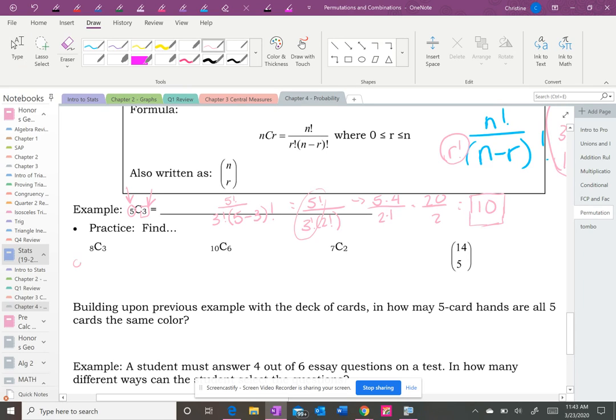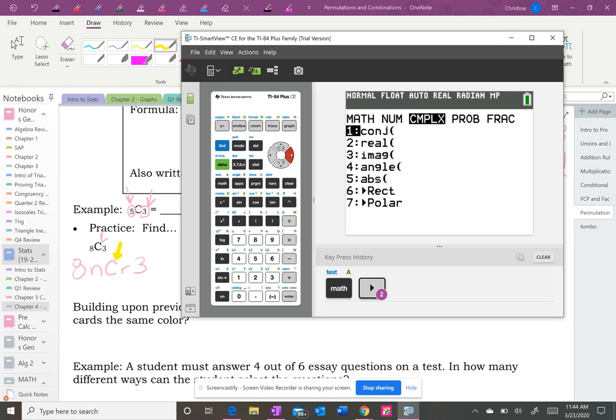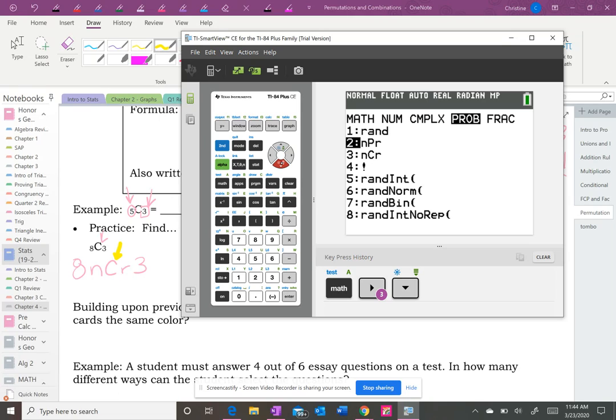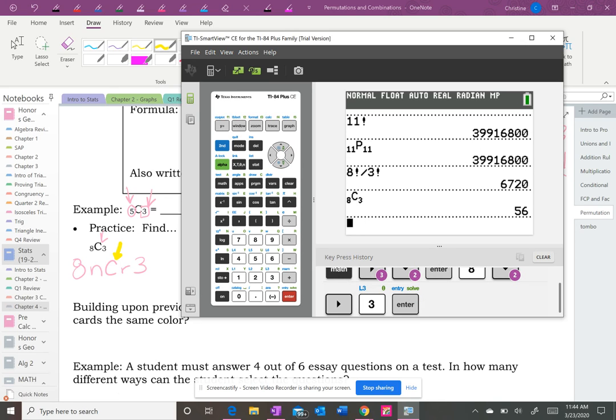This is going to be 8, choose 3. So you would do 8 NCR 3. The only thing that changes is the letter in the middle. So here it is on the TI series. Math, probability. This time you're going to NCR. So this one is going to be 8, choose 3, and it's 56.